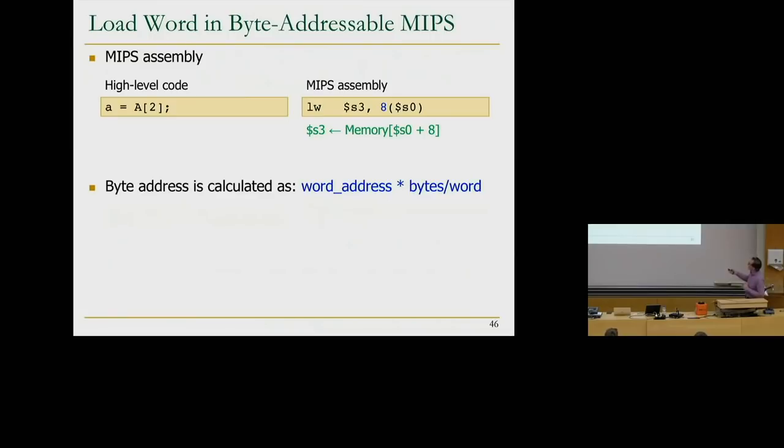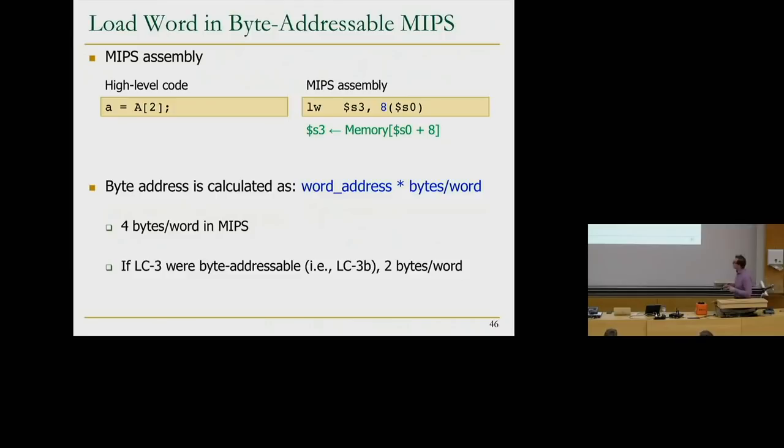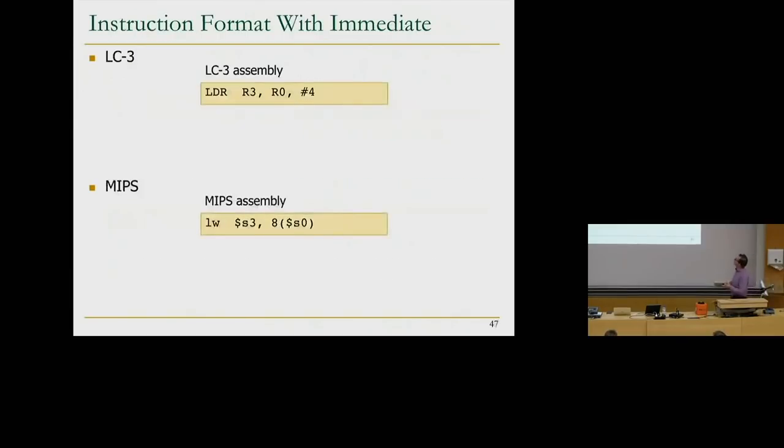if you have that data type in your language. So basically, you multiply the word address by bytes divided by word. You have 4 bytes per word in MIPS, so that's why we multiply 4 by 2 over here. If LC3 were byte addressable, then you would get 2 bytes per word. Okay, so this is essentially an instruction format with immediate.